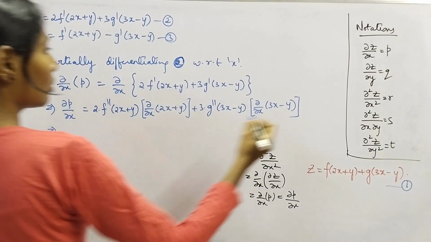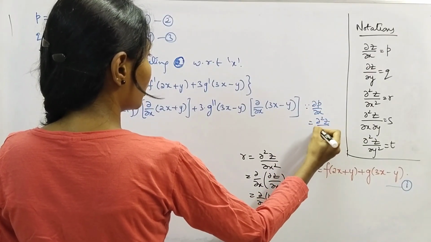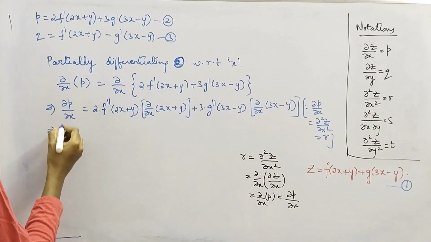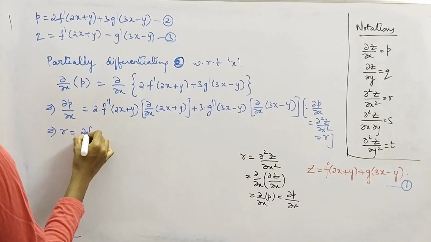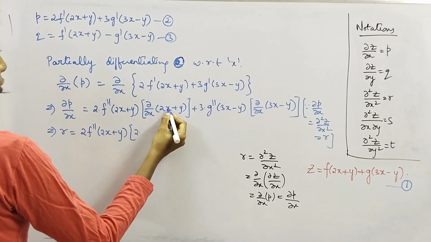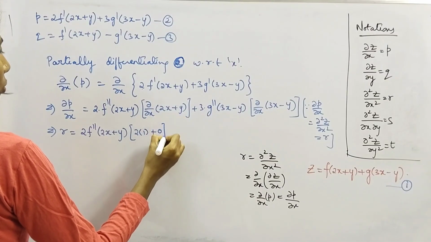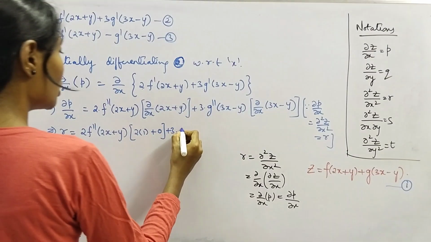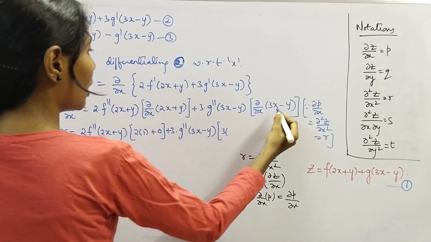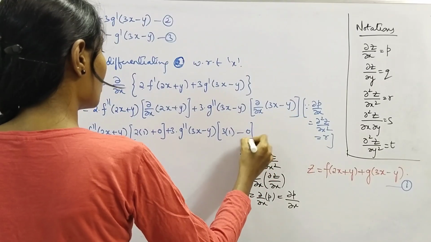Since ∂p/∂x is nothing but ∂²z/∂x², which is r, we can just replace it by r. We'll get r equal to 2 into f'' of (2x + y) into 2 times the partial derivative of x with respect to x, which is 1, plus the partial derivative of y with respect to x, which is 0, plus 3 into g'' of (3x − y) into the partial derivative of x with respect to x, which is 1, minus the partial derivative of y with respect to x, which is 0.